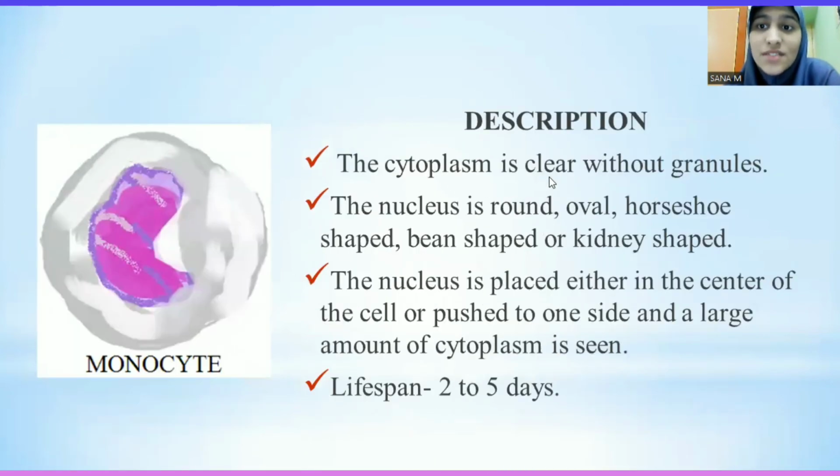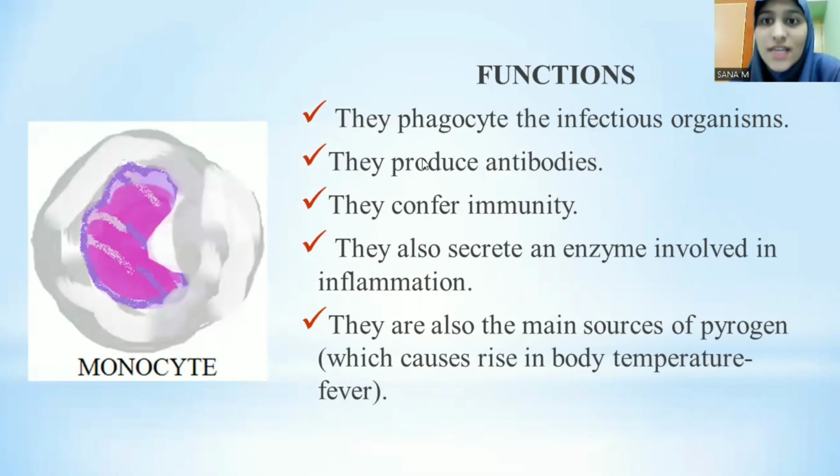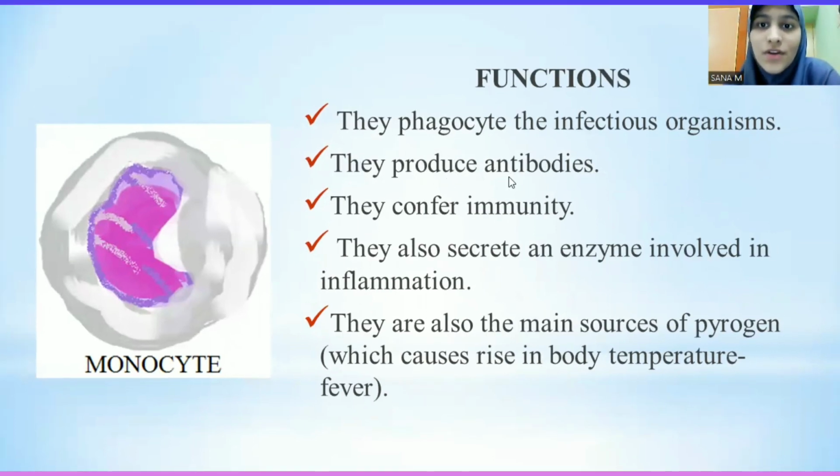The cytoplasm is clear without granules. Nucleus is round, oval, horseshoe-shaped, bean-shaped, or kidney-shaped. The nucleus is placed either in the center of the cell or pushed to one side, and a large amount of cytoplasm is seen. Lifespan is about 2 to 5 days. Functions are they phagocytose the infectious organisms. They produce antibodies. They confer immunity. They also secrete an enzyme involved in inflammation. They are also the main source of pyrogen, which causes a rise in body temperature, fever.